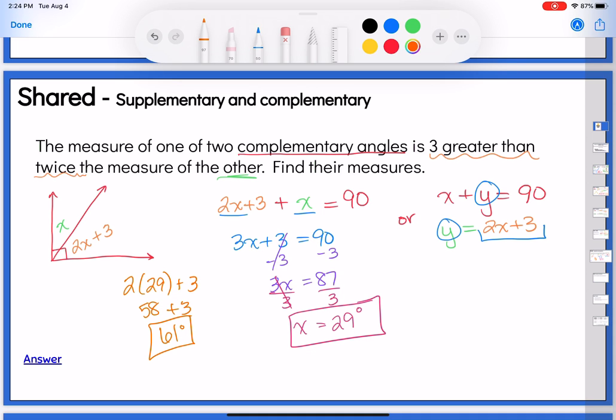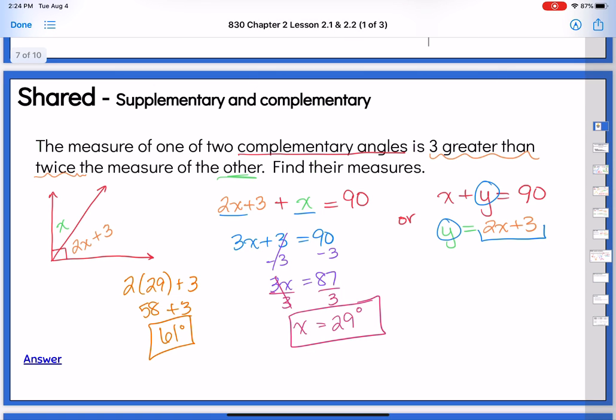And now we could just double check. They're supposed to be complementary, right? Does 61 plus 29 equal 90? You bet. So there's our correct answer. Don't forget to throw those labels on there too. These are angle measures, so I have to put my degrees in there. All right, so that was one just to get you used to and get back in the swing of things. You can set up a system if you want to, or you draw a picture and don't have to set up a system on that one.